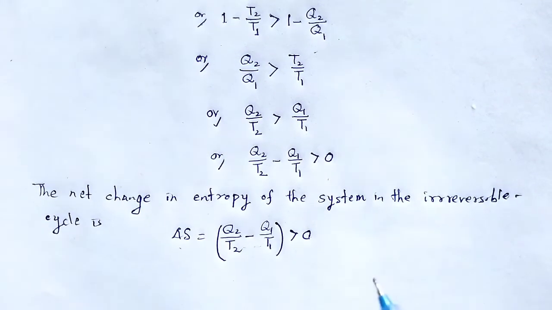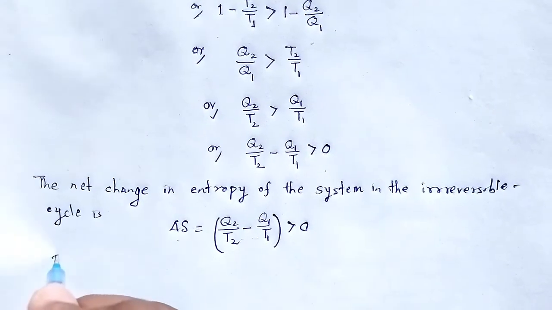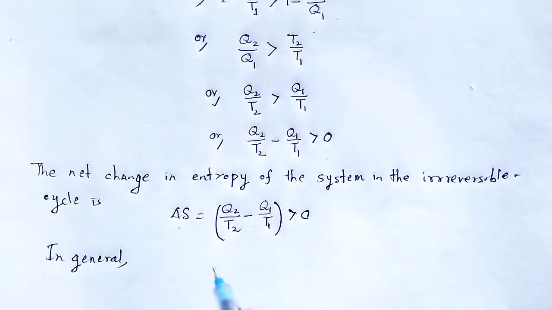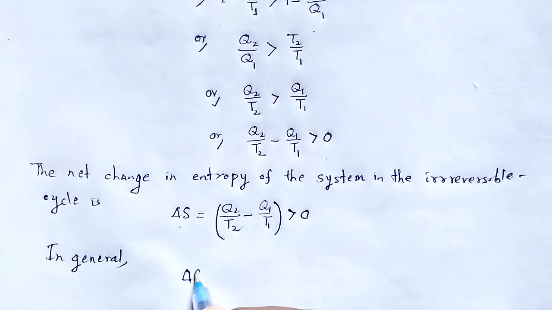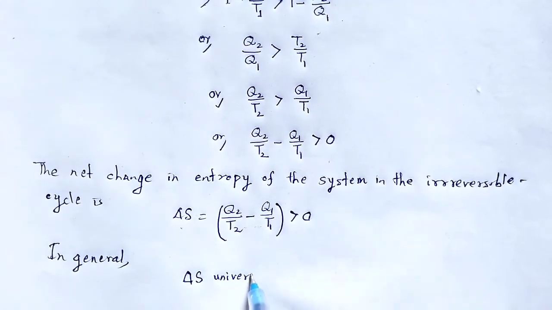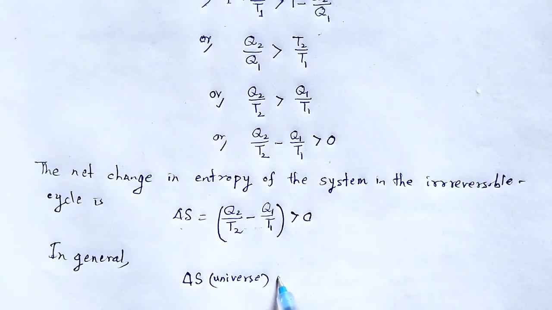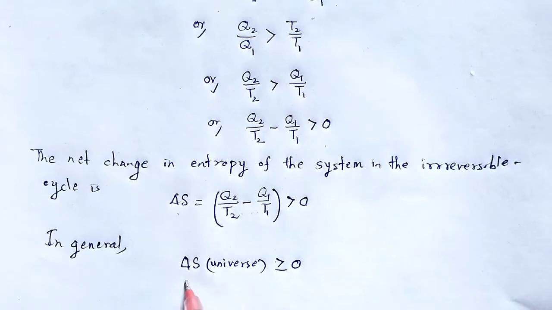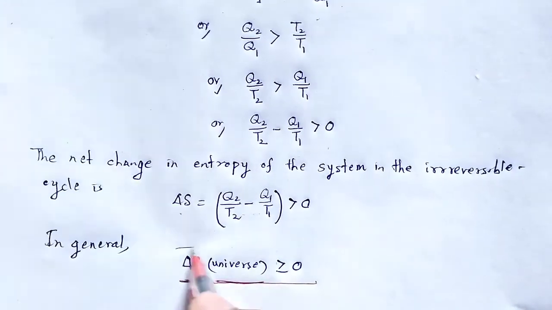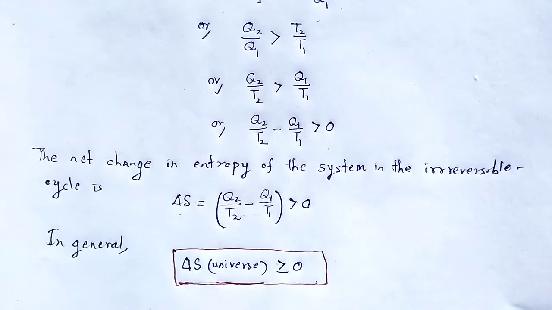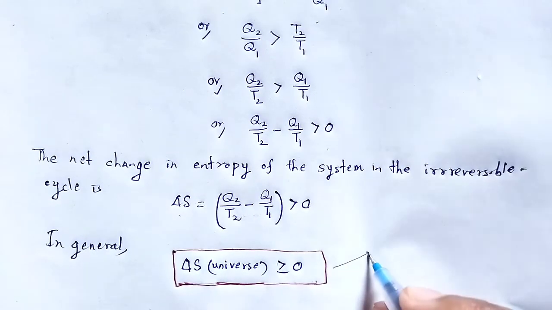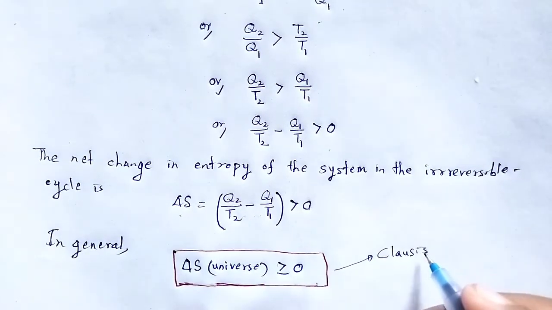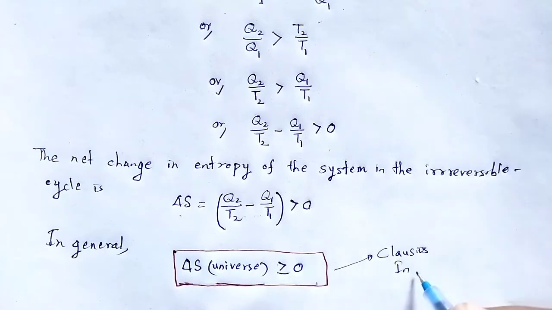So in general we can write, del S universe is greater than or equal to 0. That is the principle of entropy, and that equation is basically known as Clausius inequality.